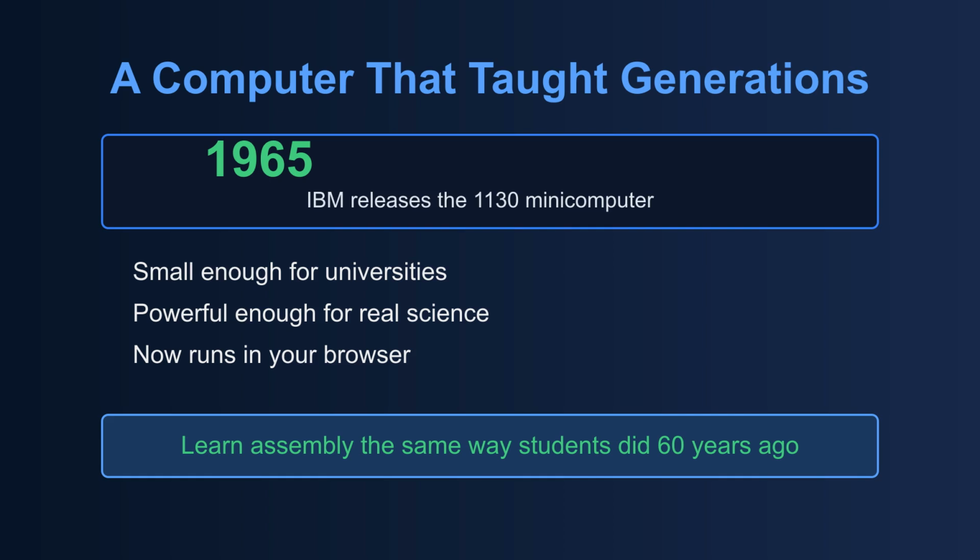In 1965, IBM released a computer that would teach a generation how to program. The IBM 1130 was small enough for universities, powerful enough for real science. Now you can learn its assembly language right in your browser, the same way students did 60 years ago.